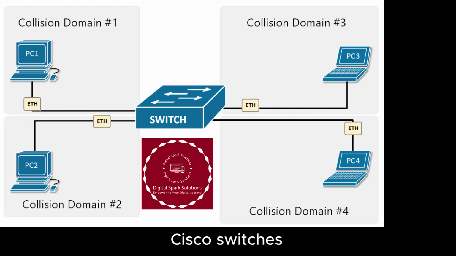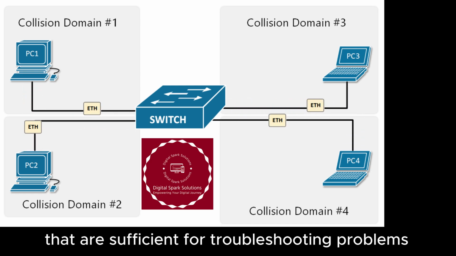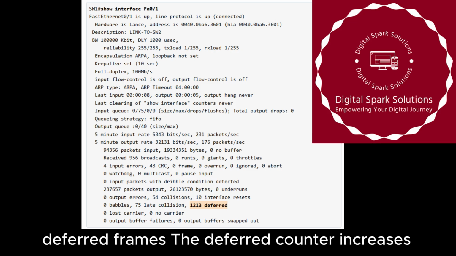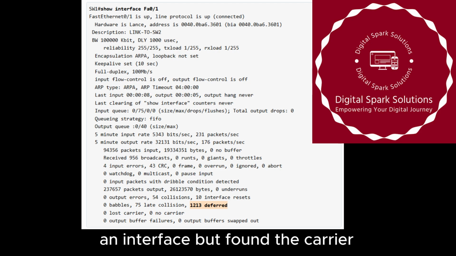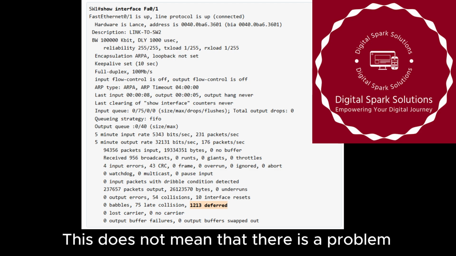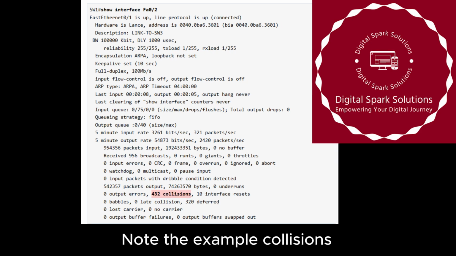Troubleshooting collisions. Cisco switches have pretty sophisticated interface statistics that are sufficient for troubleshooting problems. In Ethernet collision domains, there are a few counters we have to check out. Deferred frames. The deferred counter increases when the switch tries to send a frame out an interface but finds the carrier busy, carrier sense. This does not mean that there is a problem and is part of the normal Ethernet switching and forwarding process. Note the example.